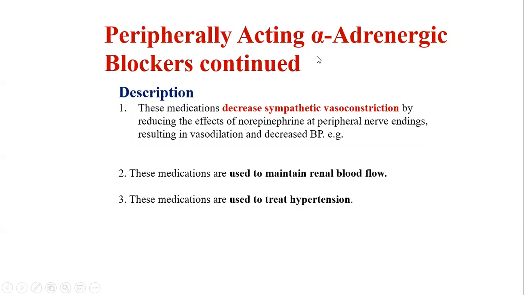The peripherally acting alpha adrenergic blockers, like prazosin and terazosin, how do they work? This medication decreases sympathetic vasoconstriction by reducing the effect of norepinephrine at the peripheral nerve ending, resulting in vasodilation and decreased blood pressure. This medication is used to maintain renal blood flow, and also to treat hypertension.